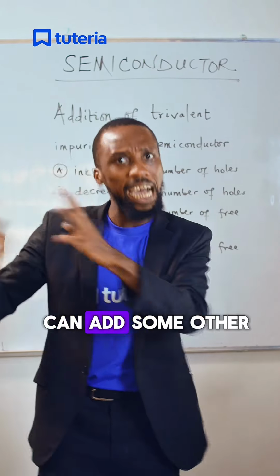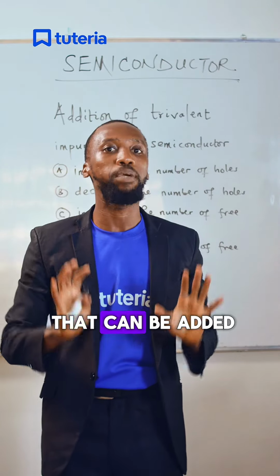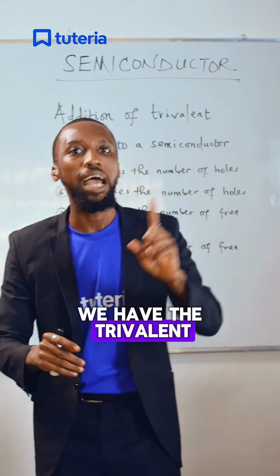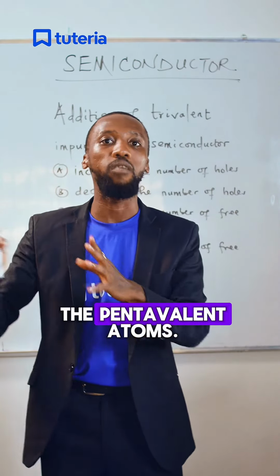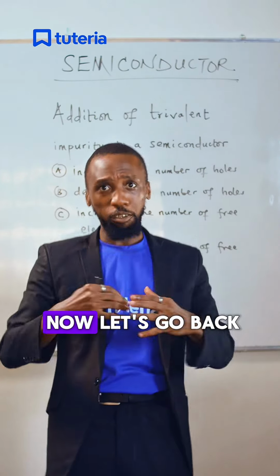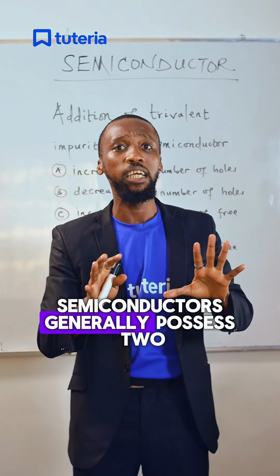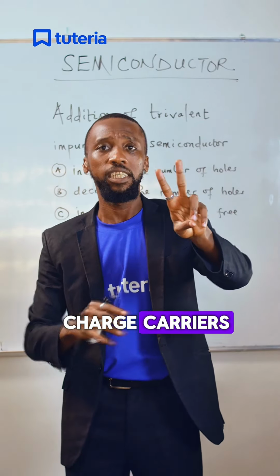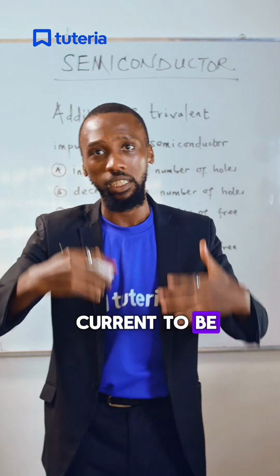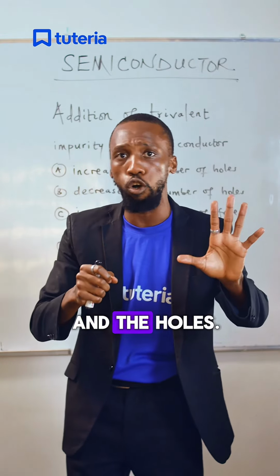That means that we can add some other kind of impurity. Yes, there are two major types of impurities that can be added to a semiconductor to make it impure. We have the trivalent atoms and we have the pentavalent atoms. What will the trivalent atom do? Now, let's go back again to semiconductors. Semiconductors generally possess two charge carriers. There are two things in semiconductors that enable current to be conducted. And those things are the free electrons and the holes.